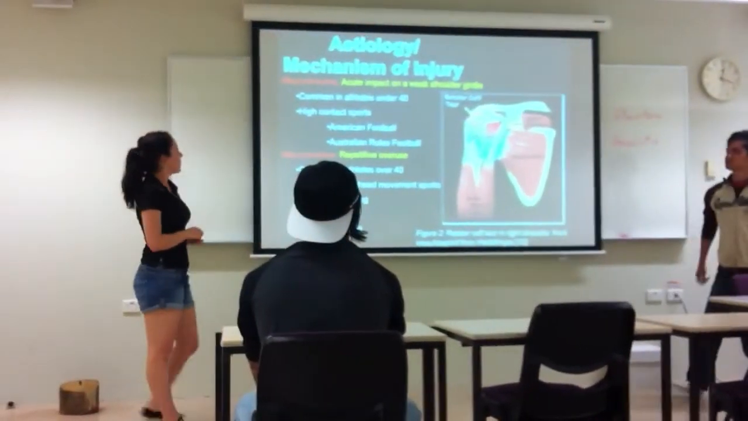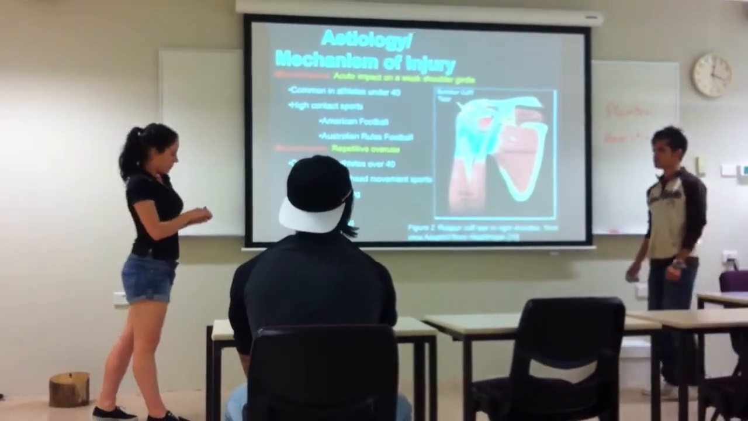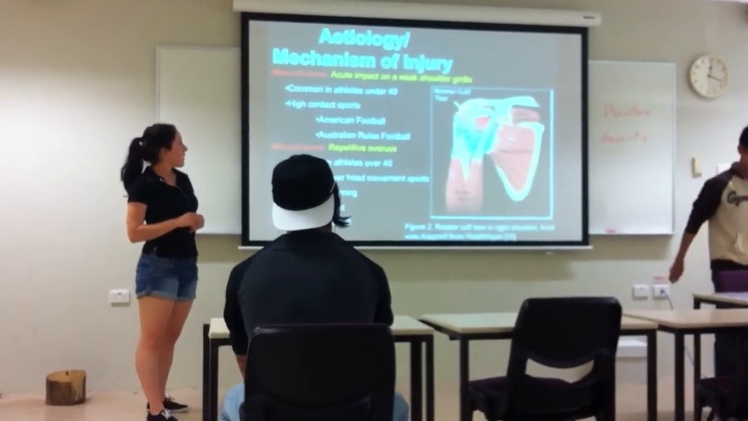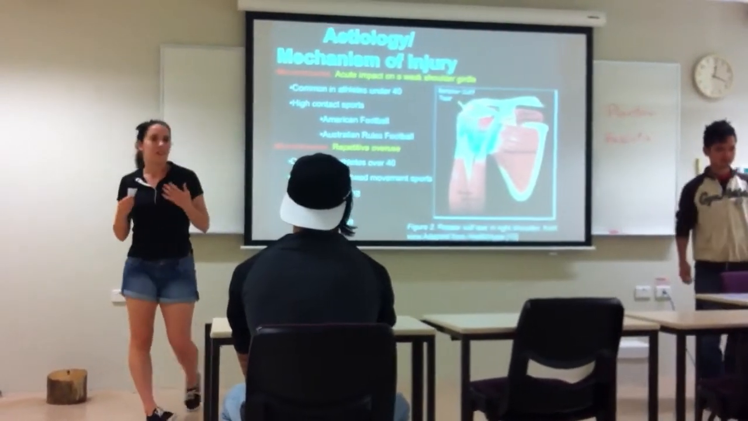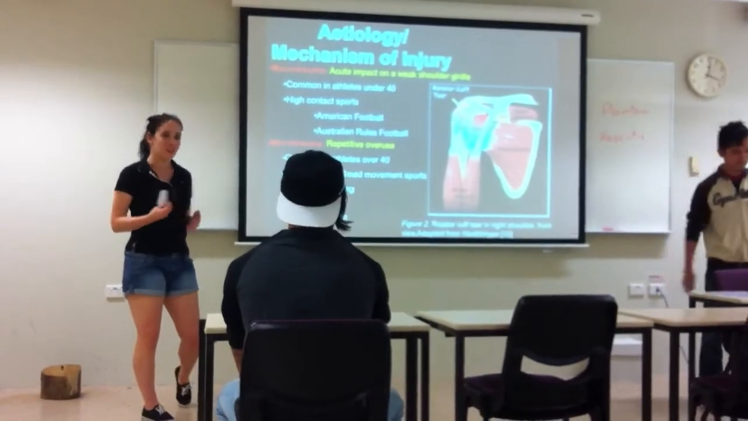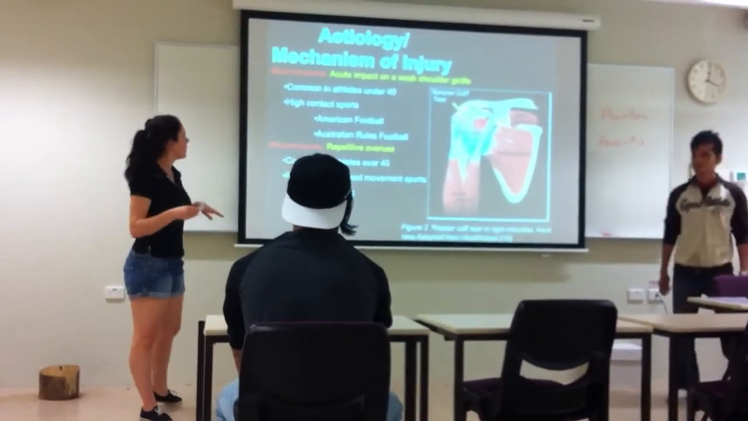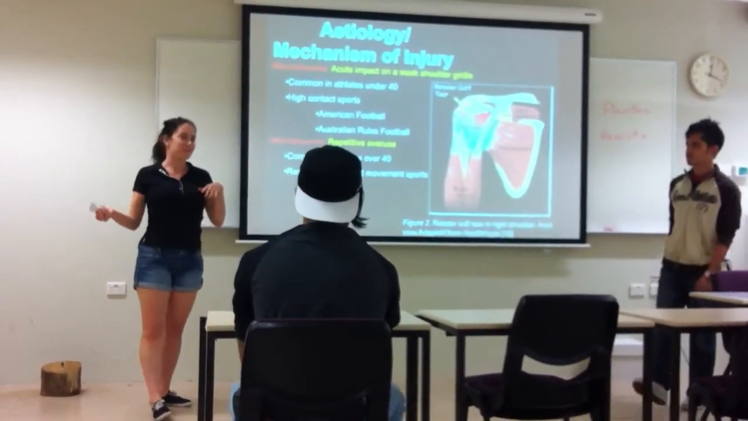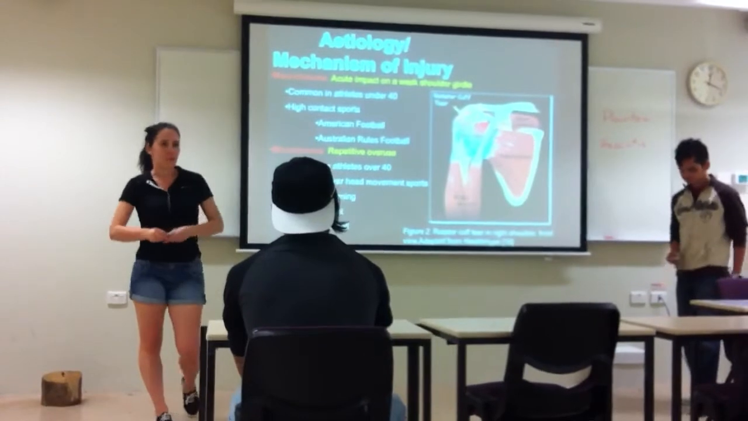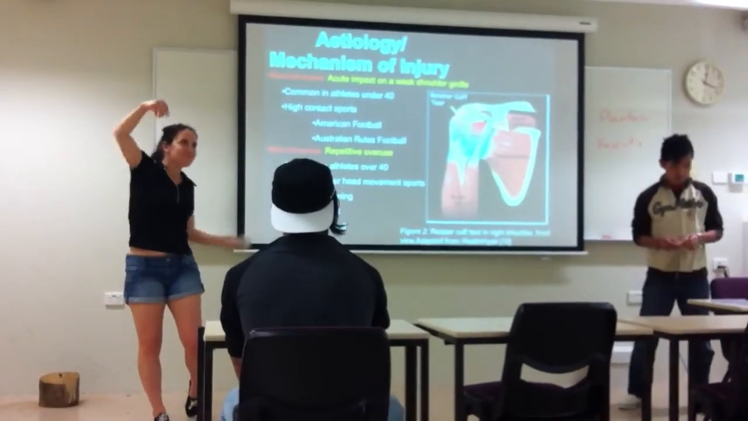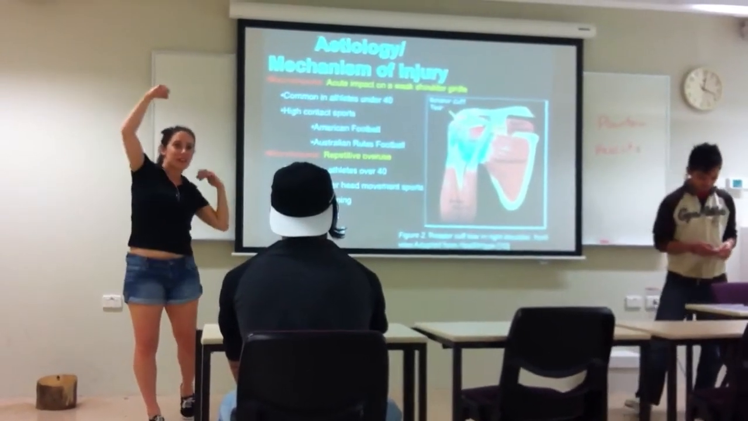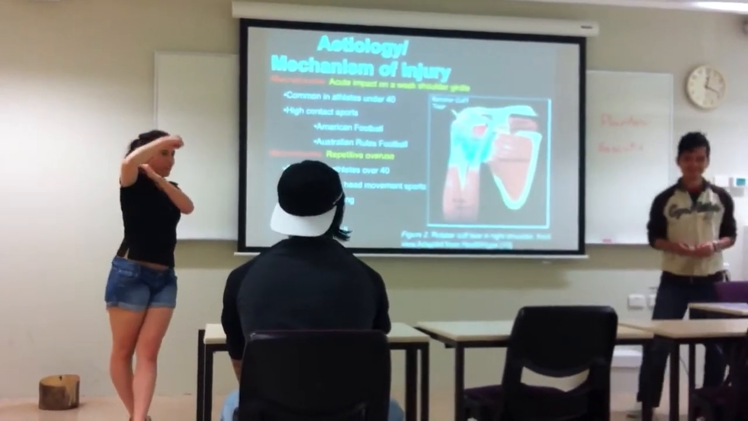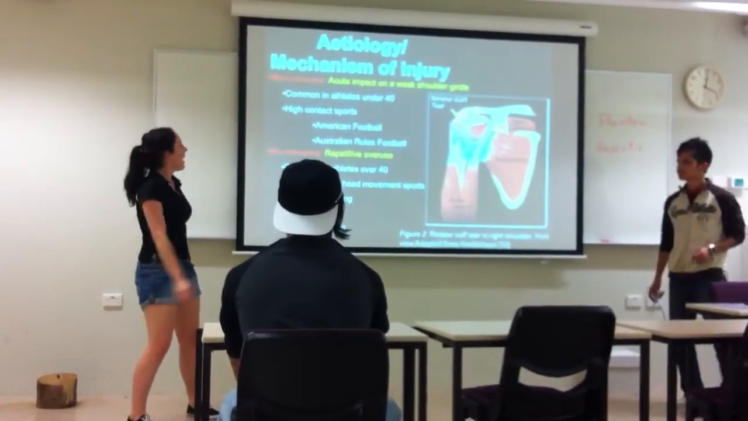Okay, so the etiology of the injury. There are two types: the macro trauma and the micro trauma. The macro trauma is not a very regular injury, and it normally happens in athletes under the age of 40. So it happens in high contact sports like AFL, rugby and American football. I'm guessing, for example, in ruck knocks in AFL, where the arms are up in the air, and then getting collided with and the tear occurring.